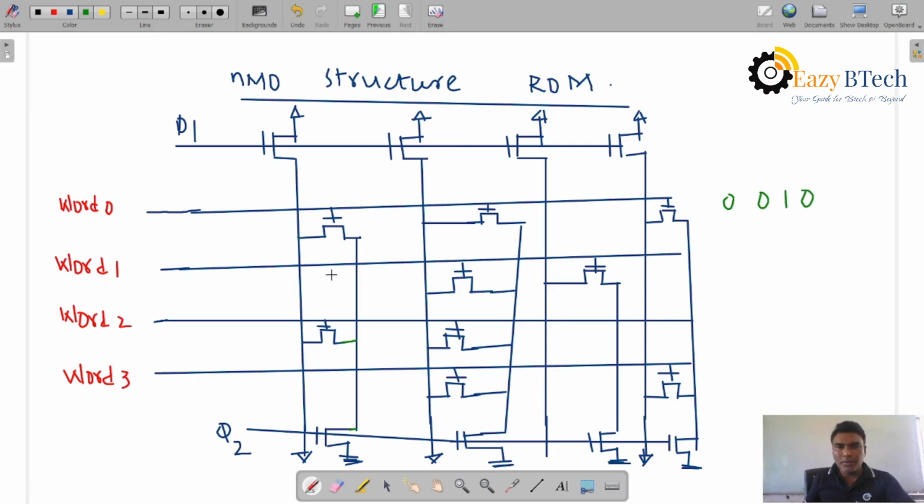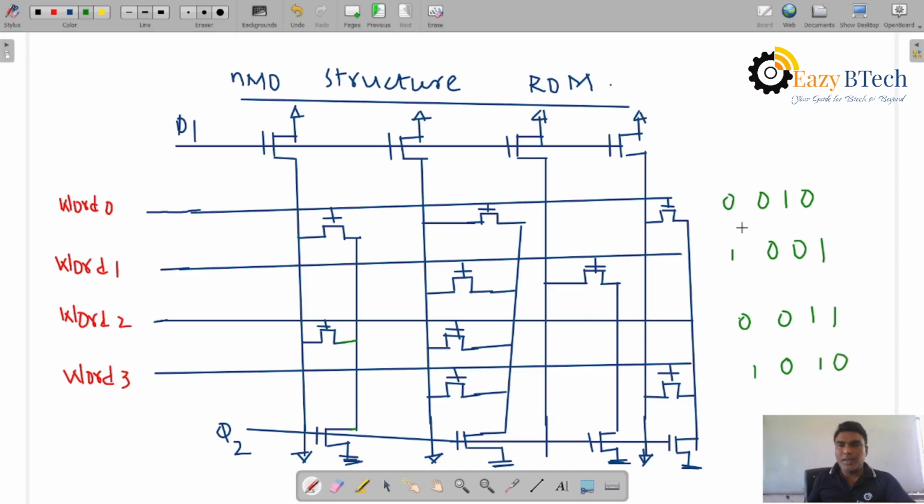Now word line 1: where there is no transistor it is 1, so the data is 1, 0, 0 and 1. Then word line 2: the NMOS transistor present means 0. So the data is 0, 1, 0 and 0, 1, 1. Where the transistor is present, the data is connected to the ground potential, so 0, 1 and 0.